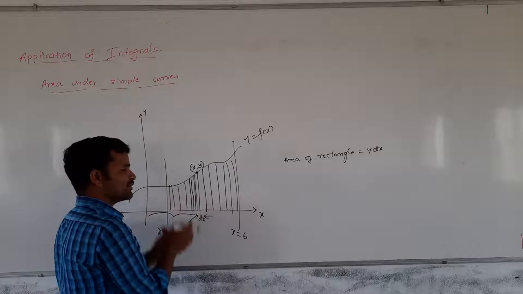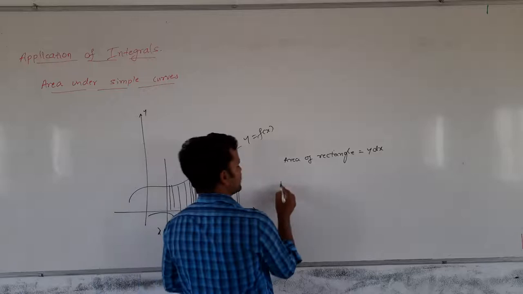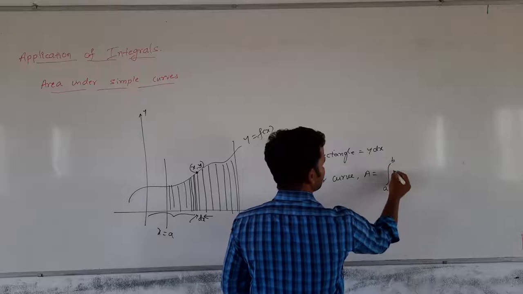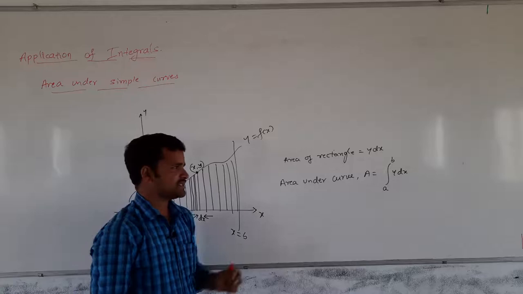Now, coming to that small rectangle, we can find the whole area. The whole area is nothing but integrating under the curve y is equal to f of x from the line x is equal to a to x is equal to b. That's all. Area under the curve y is equal to f of x is the integral from a to b of y into dx. This is the single concept. With this single concept itself, the whole chapter runs here. There is no extra concept at all. It is a very simple chapter.